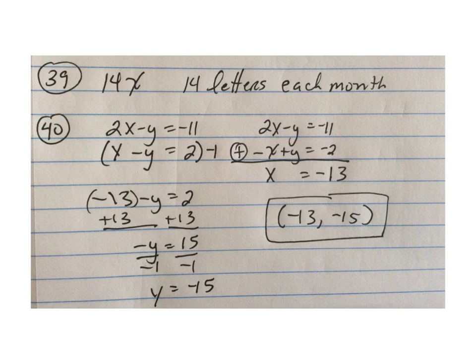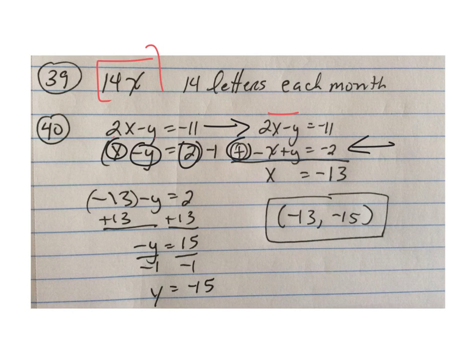And then finally, the last two problems. If you write 14 letters each month, the way you're going to write that is an expression of 14x. Now, 2x minus y equals negative 11, and x minus y equals 2. I want to eliminate the y values, so I multiplied the bottom equation by negative 1. And in doing so, I didn't do anything to the top equation, I just wrote it as is. The x becomes negative, the y becomes positive, and the 2 becomes negative over here.